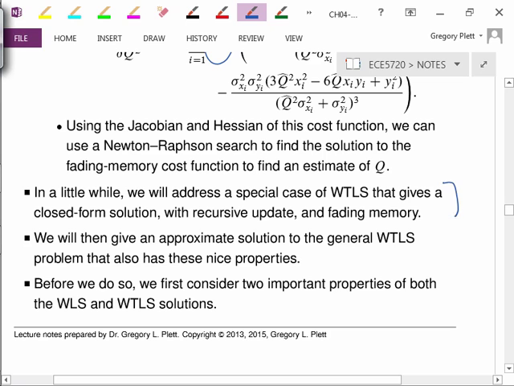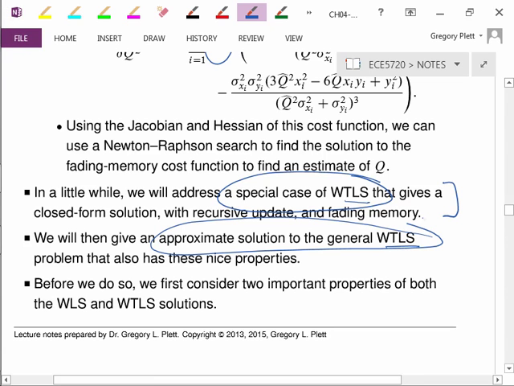In a few sections, we will address a special case of weighted total least squares that does give a closed form solution with recursive update and fading memory. So it's still a total least squares solution, but it's a special case. And then we will look at that special case and use that to motivate an approximate solution to the general weighted total least squares. So a true solution to the special case gives an approximate solution to the general case that also has these nice properties. So all hope is not lost. There is a lot of hope. We will get to that.